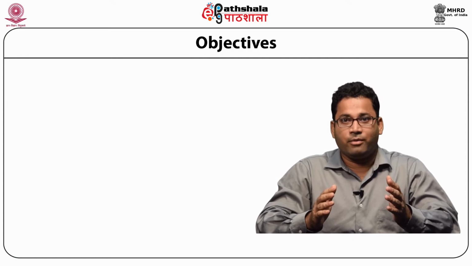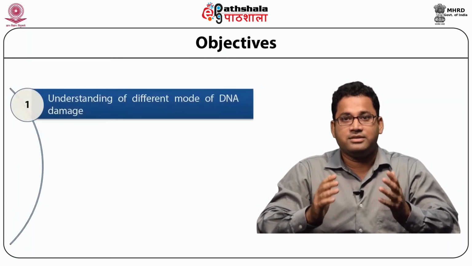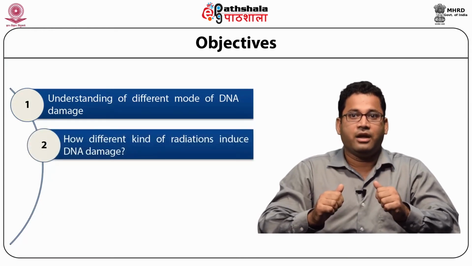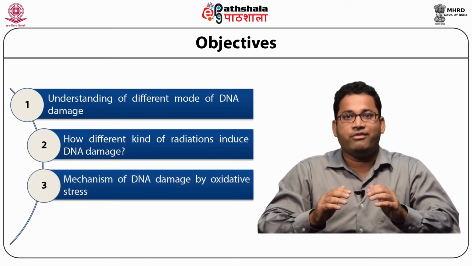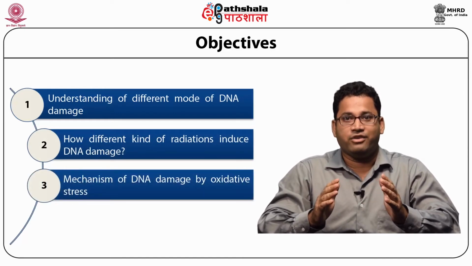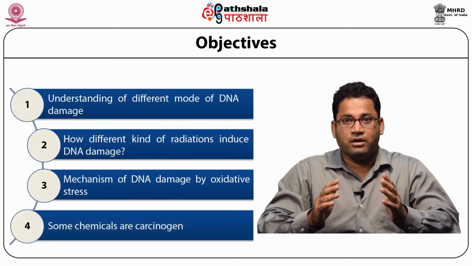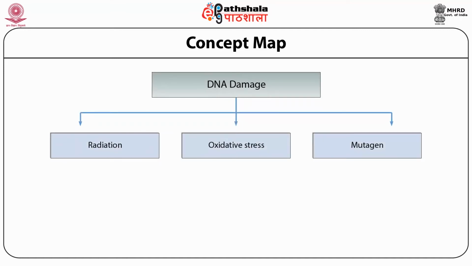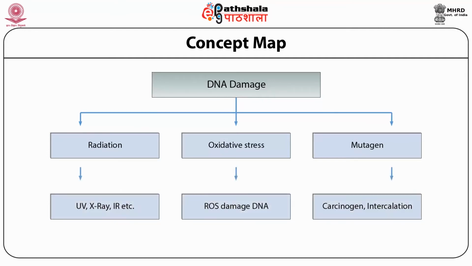Therefore, the objectives of this module include understanding the different modes of DNA damage, how different kinds of radiation induce DNA damage, the mechanism of DNA damage by different kinds of oxidative stress, and how some chemicals can serve as carcinogens which induce cancer. In this lecture, we will first study briefly how DNA is damaged by different kinds of radiation and chemical compounds. We also focus on how reactive oxygen species and other intercalating agents damage DNA.